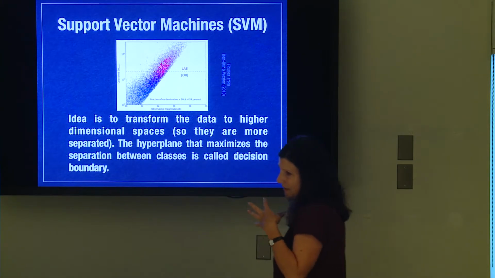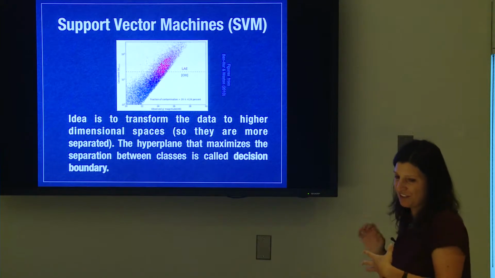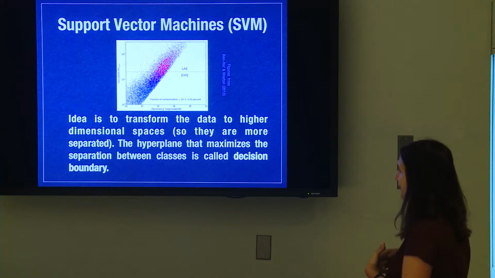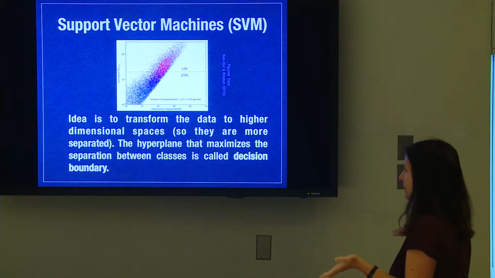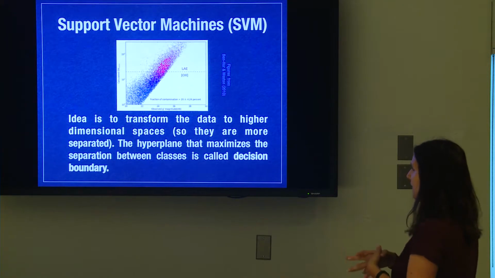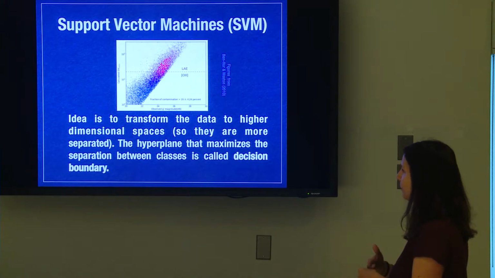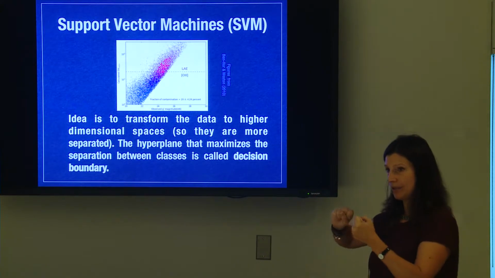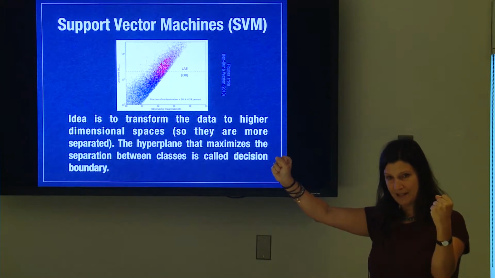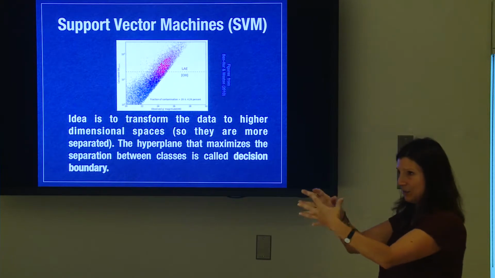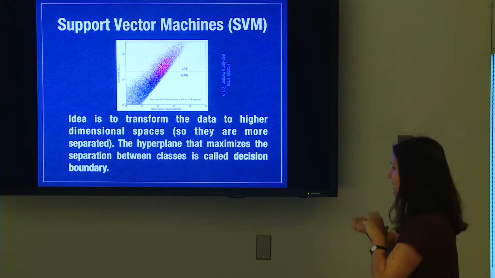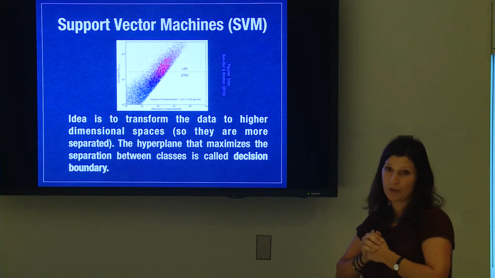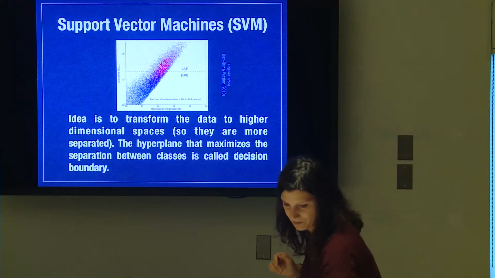But then we thought, okay, we think that it's possible to do a lot better. And so I set up a support vector machine. The idea, which I gather you are all familiar with, is that you map your data into a higher dimensional space so that the instances become more separated. Then you find the hyperplane that maximizes the separation between the 2 classes, which will be the decision boundary.